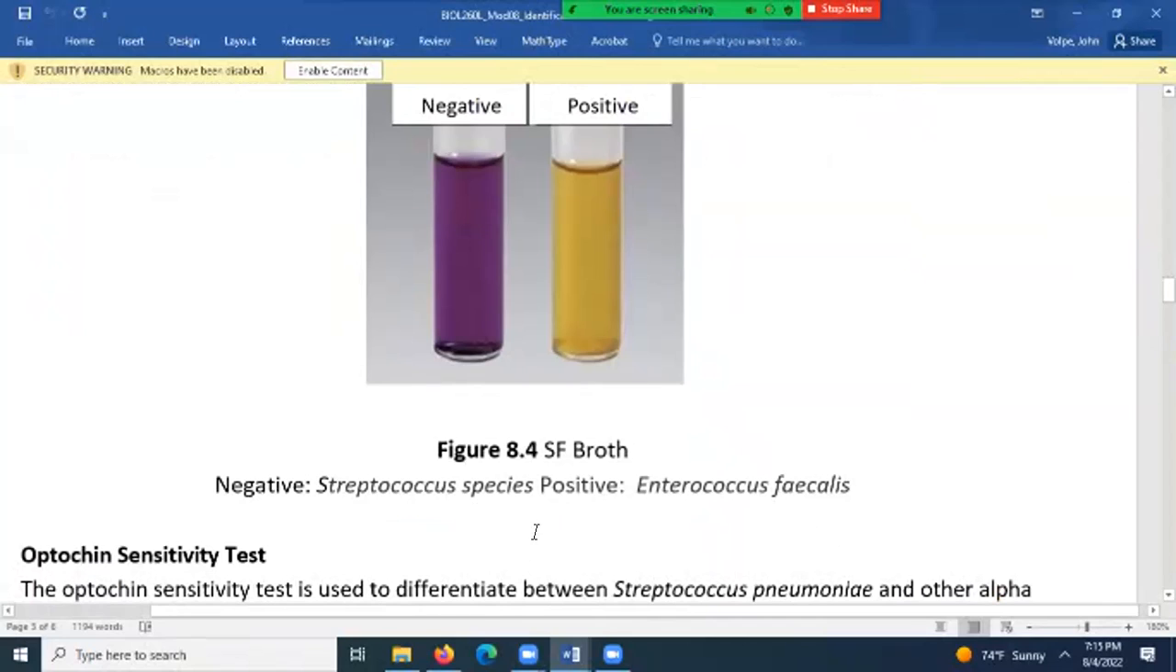The Streptococcus species are negative, and Enterococcus faecalis is positive in the SF broth test.